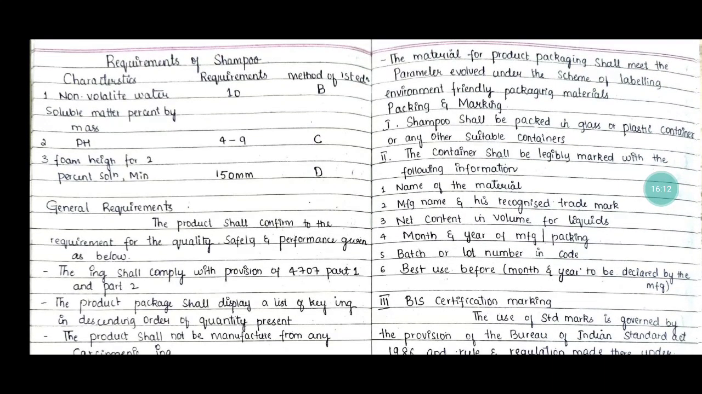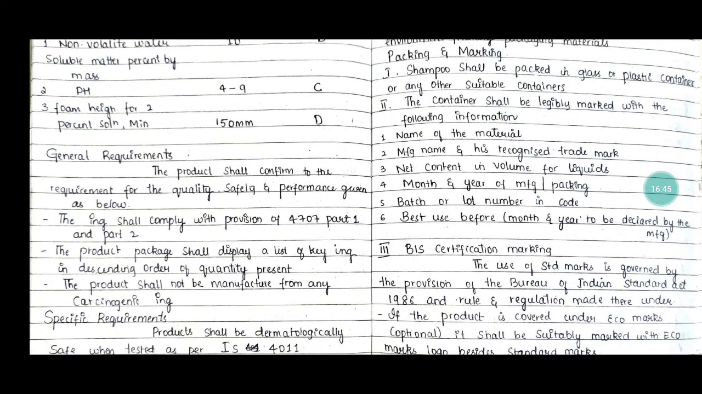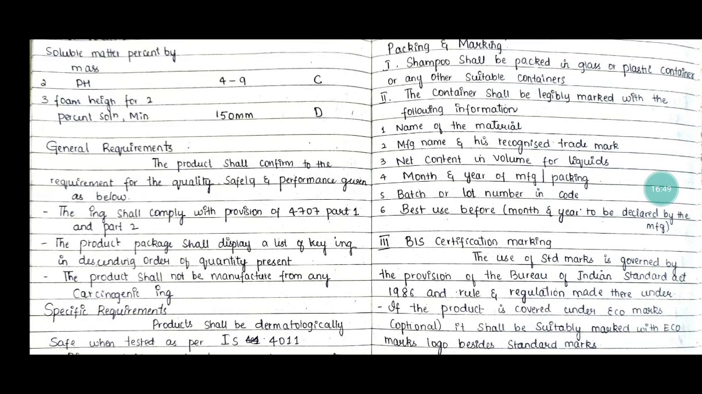So the requirements for the shampoo, characteristics, requirements and method for the first edition: non-volatile water soluble matter, percent by mass, requirement is 10, and method B; and the pH 4 to 9, that is C; foam height, 10 percent solution, minimum 150 millimeters, that is D. And the general requirements for the specification of shampoo: the product shall conform to the requirements for quality, safety and performance as given below.